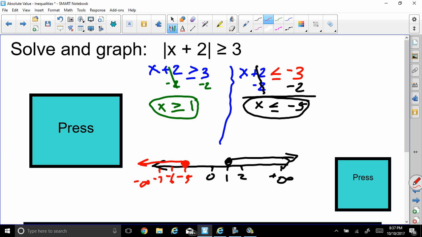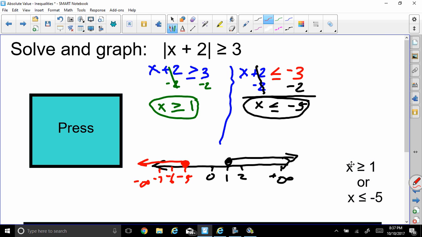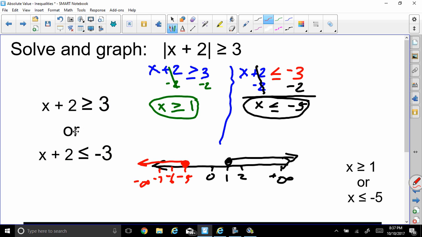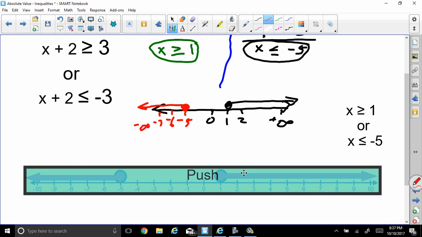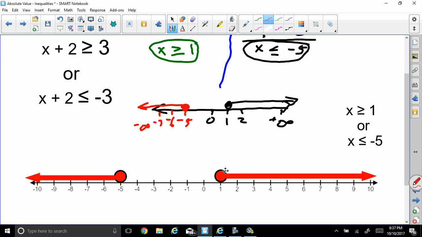So we're going to use OR as a result. Our answer would be x greater than or equal to 1 or x less than or equal to negative 5. So that's what we did. Remember our steps? We used OR because there is no overlap, no intersection. And if you want to see a better looking graph, I think I have one down here. There is the graph. All right, let's move on.